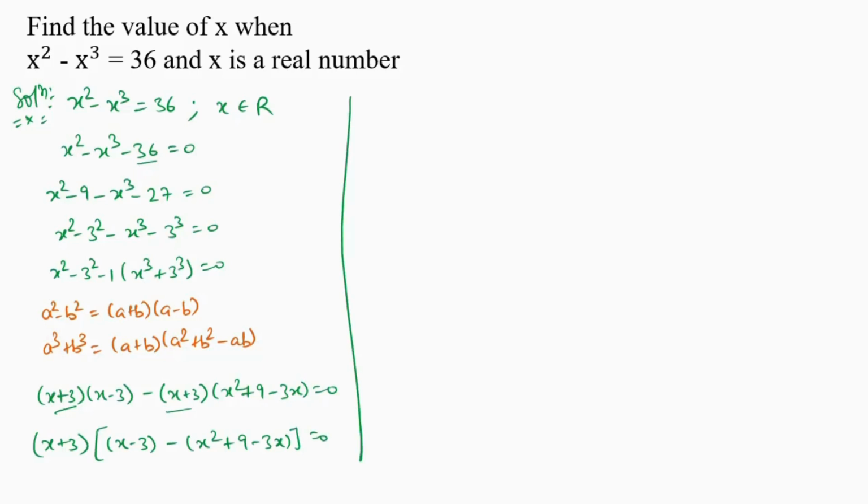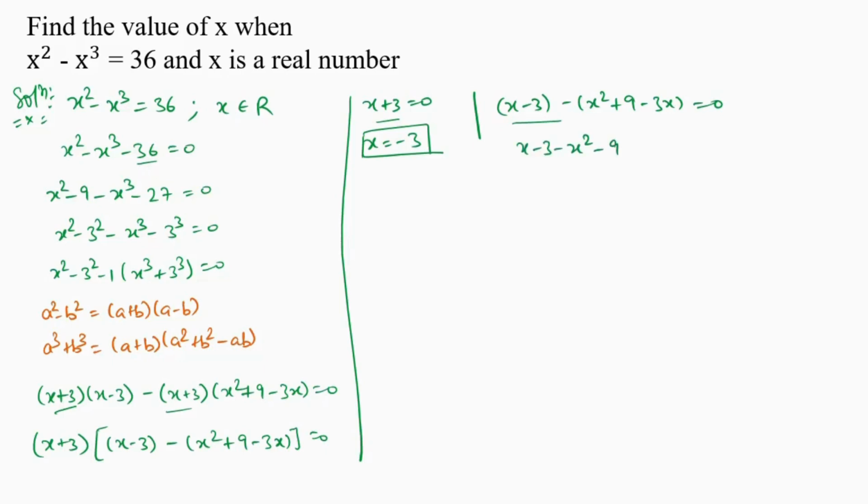So from here we get x plus 3 equals 0, and x minus 3 minus x squared plus 9 minus 3x equals 0. So from this we get the value of x, that is minus 3, and from this equation we get x minus 3 minus x squared minus 9 plus 3x equals 0. So on solving this we get minus x squared, x plus 3x, that is 4x, minus 3 and minus 9, that is minus 12, equals 0.